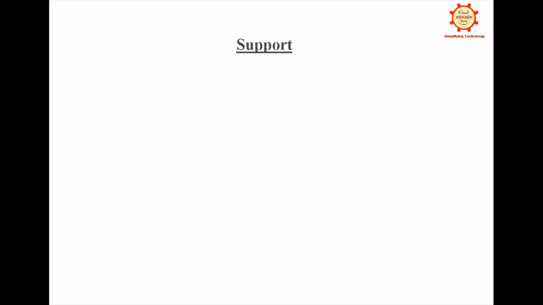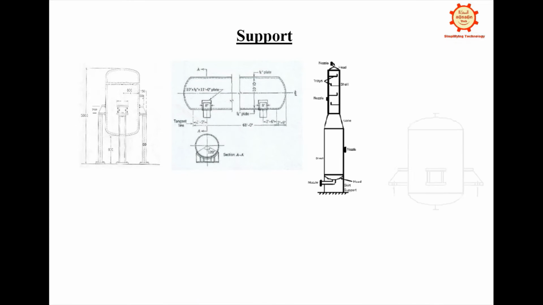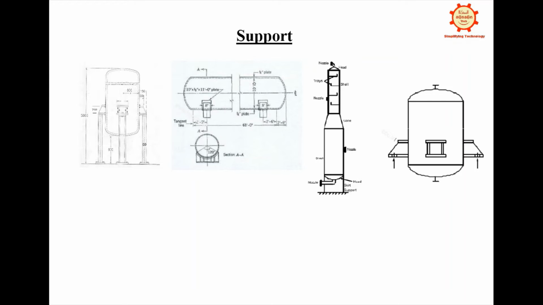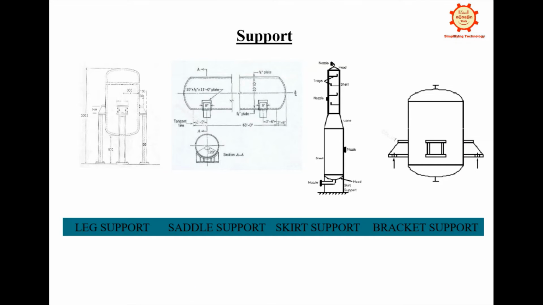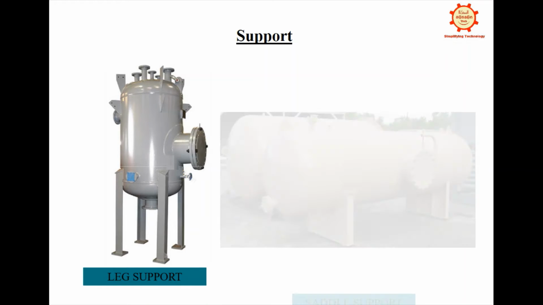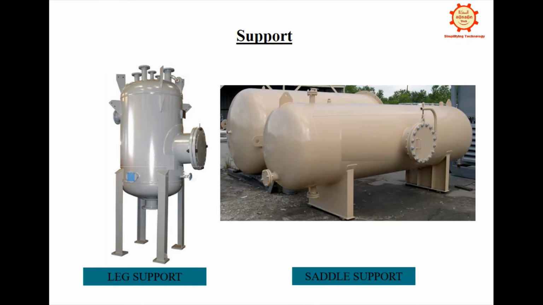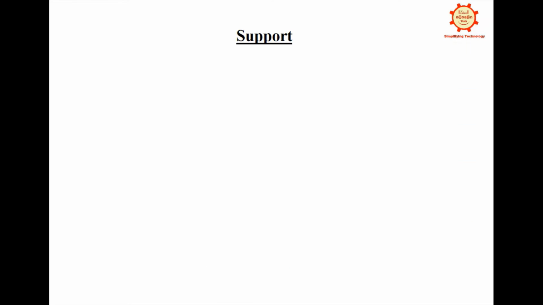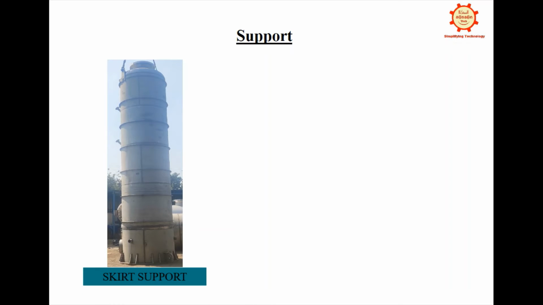So supports are different supports to hold these fabricated equipments: leg support, saddle support, skirt support, or bracket supports. Leg supports, skirt supports and bracket supports are normally for vertical vessels, and saddles are for horizontal vessels. These are some actual manufactured equipments with leg support and saddle supports. This is a skirt supported one, and this is a bracket supported one.